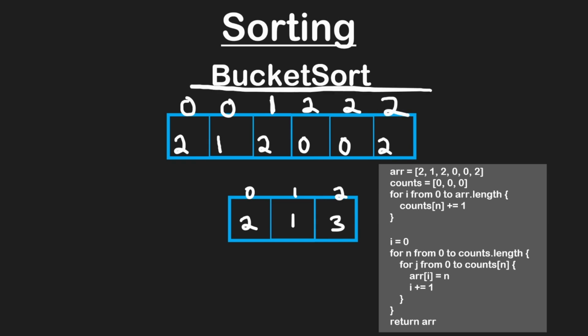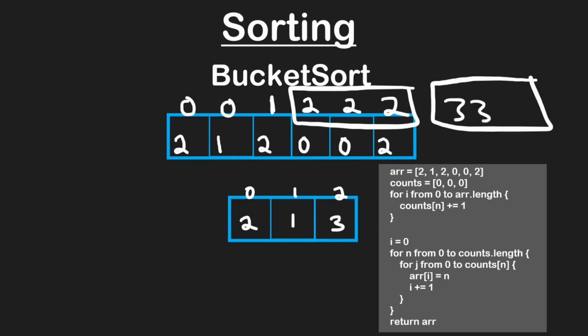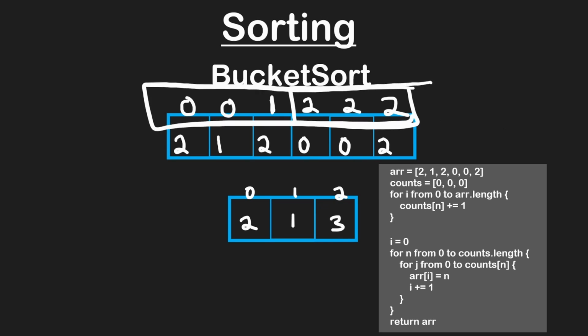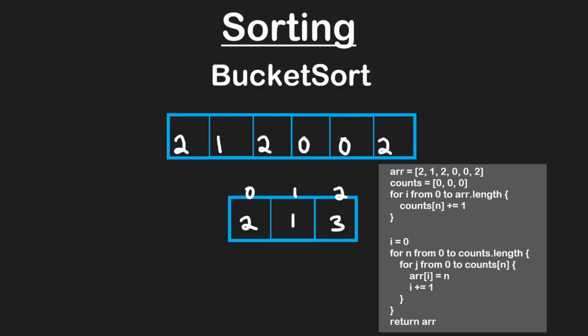We know the output is going to look something like this. So if we could just know how many zeros to put at the beginning, then how many ones to put, and then how many twos to put, and of course, maybe we would have some threes as well and have some fours, but in this case we don't. But if we can do that, then we can fill this in without having to swap these values around.